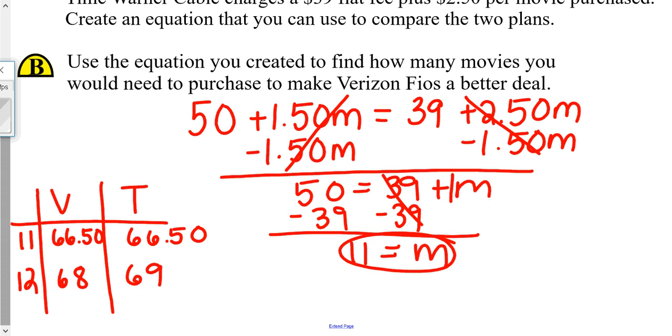Okay, so if you take a look here, I just created a little chart for us. For Verizon and Time Warner, at 11 movies, I'm paying $66.50 with Verizon, and I'm also paying $66.50 with Time Warner. We know that because we used our equation in order to get them equal. Then I plugged 12 movies into my equation, and let's take a look at what happened. Verizon became $68 and Time Warner became $69, telling us that at 12 movies, Verizon is going to be the better deal.